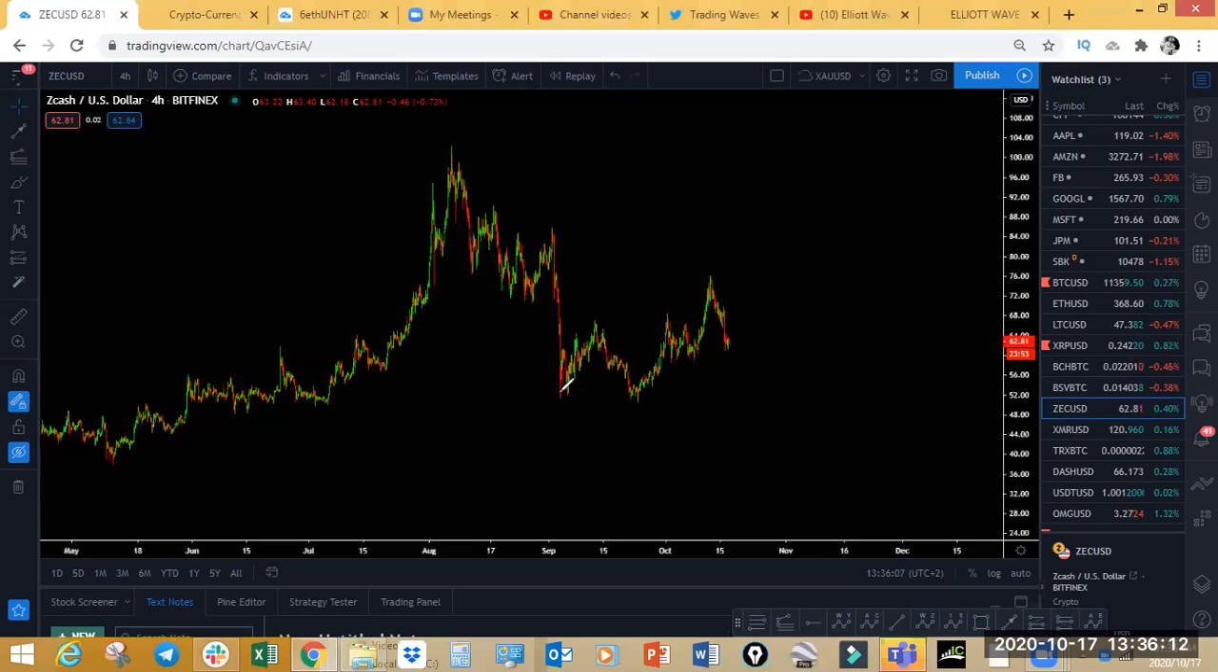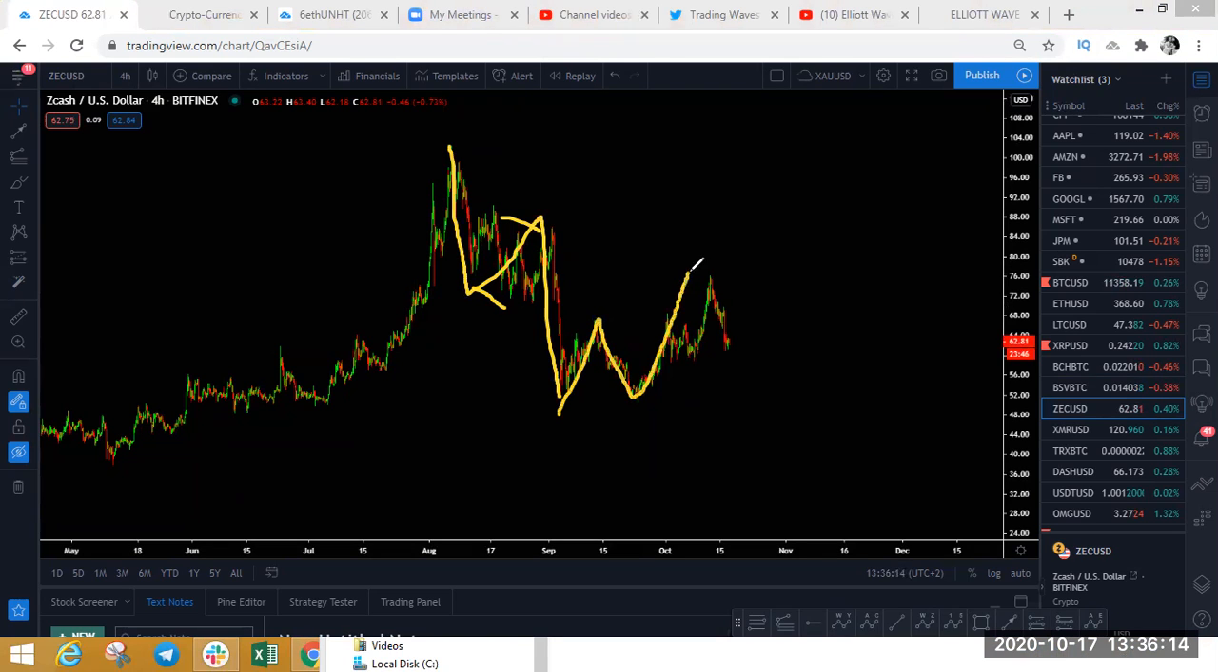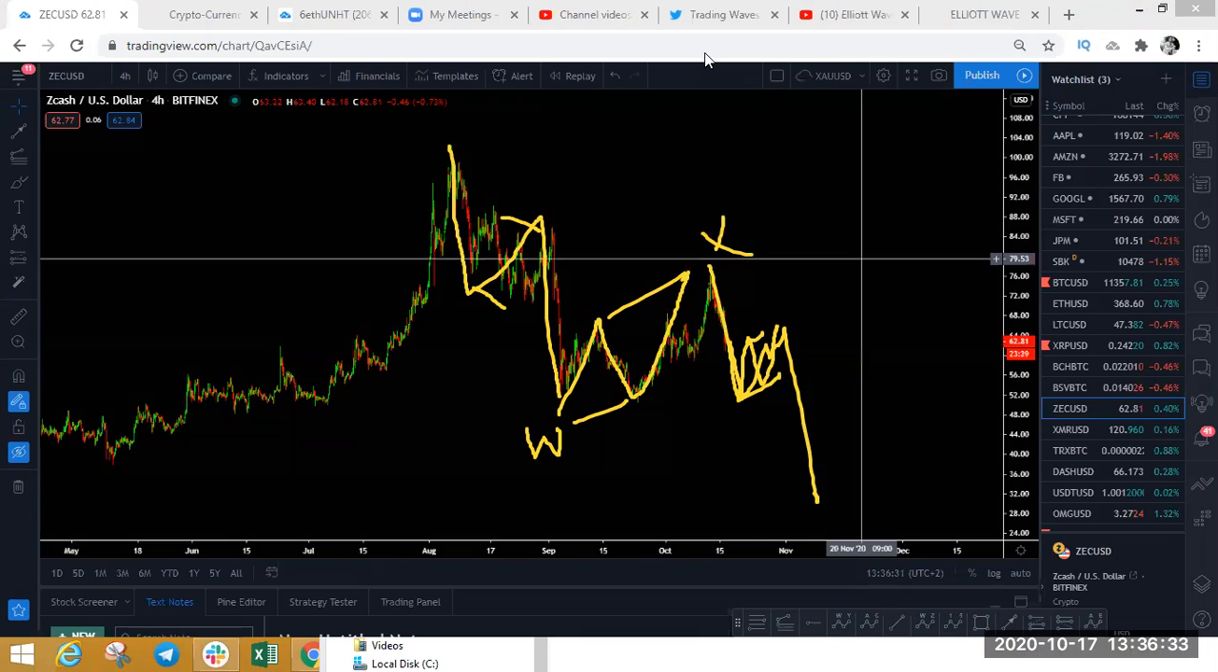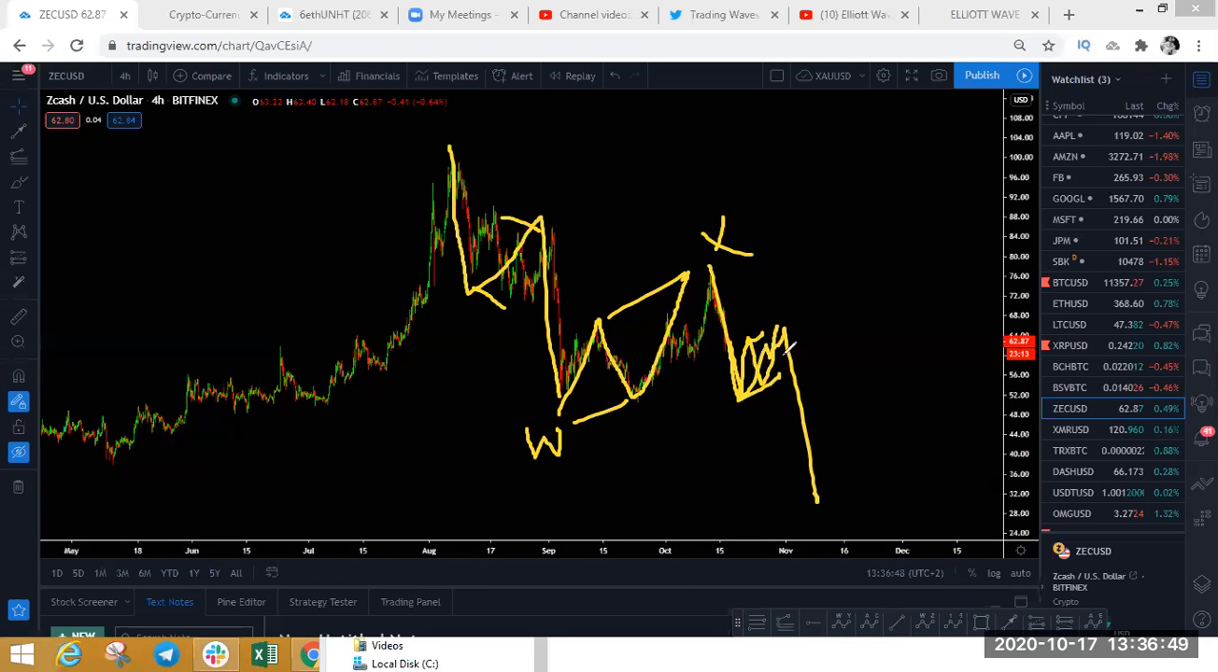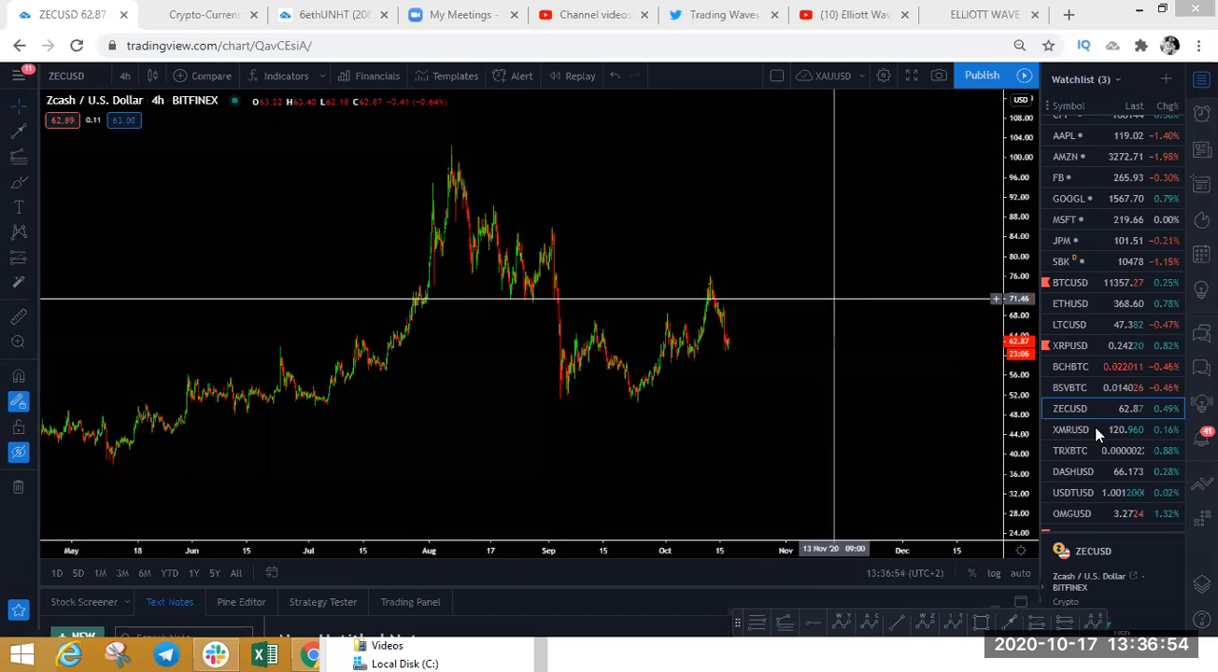1, 2, 3. That's ABC. 1, 2, 3. That's another structure. That's WXY. Now we'll be looking for this one to do another 1, 2, 3. So that will be WXY structure. So we're coming down with this one here. At some point here, we're going to get a deeper corrective structure where we can sell this one much lower. All right. So just 1 second, guys. Right, so that is the structure that we're going to be looking at. So at some point here, we need to get a deeper corrective structure that will take us down to complete the Y here on Zcash.